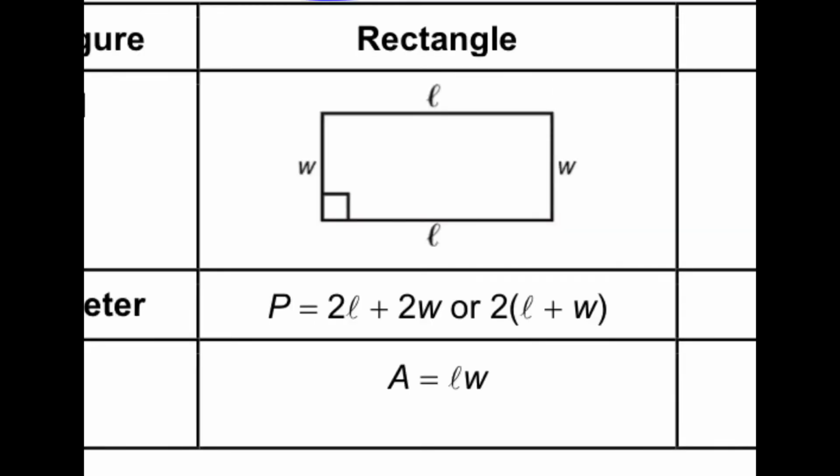So the perimeter of a rectangle is found by adding up all four sides. Since the length repeats twice and the width repeats twice, we can use this formula to find the perimeter. The area is the length times the width.